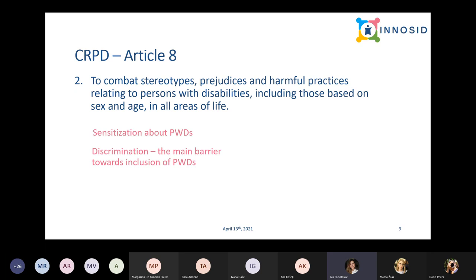Matea has already said something about those terms. I will provide you with an official definition for both of those terms. And yep, that's it for this slide.